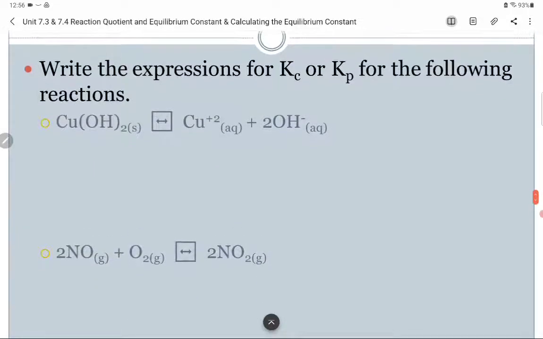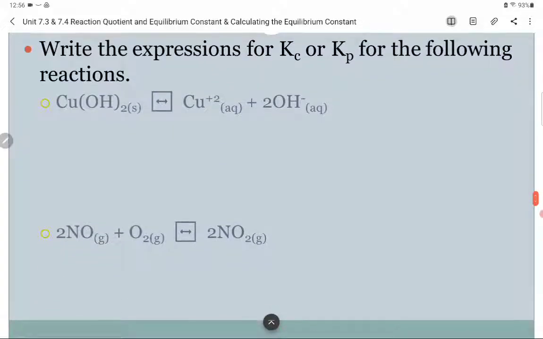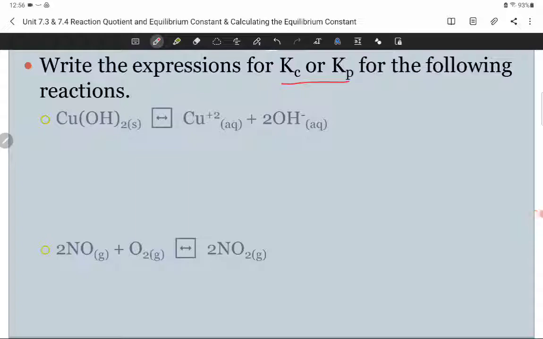So these ones happen to be heterogeneous reactions. So I'll give you a chance to be able to see what two of those would look like. And again, the question does say Kc or Kp. With aqueous materials in this first reaction here, it doesn't make any sense to do a Kp. Let's do a Kc. And we have brackets of copper ions. And we have concentration of hydroxide raised to the power of 2. There is nothing on the bottom of this fraction because that is a solid. Solids don't have concentrations.